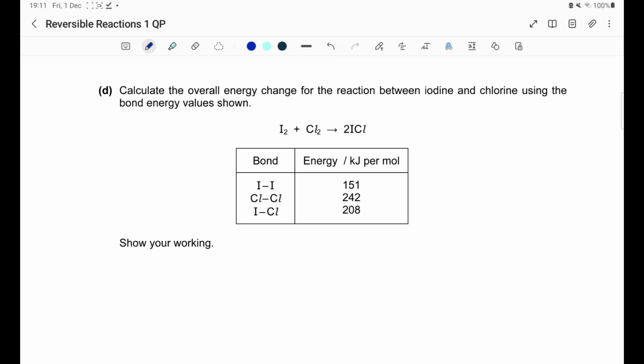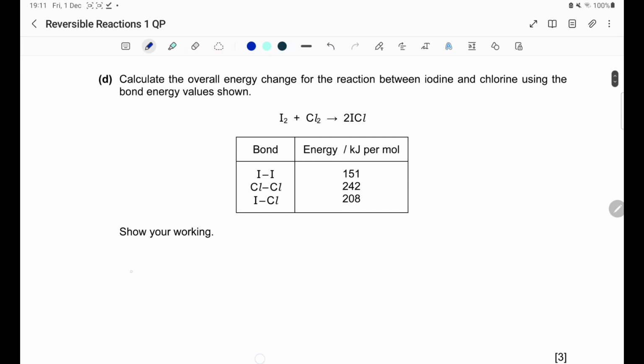Calculate the overall energy change for the reaction between iodine and chlorine using the bond energy values shown. Show your working. So, we have I to I given. All right, so we're going to do the reactants first. We have I, and we have that given 151, and we have chlorine. We have that as 242.